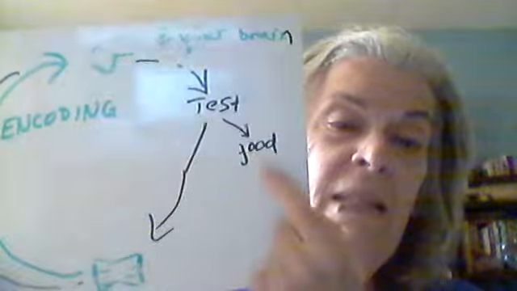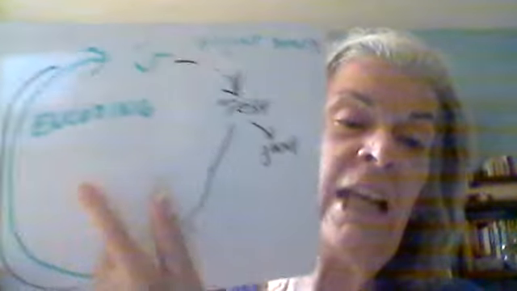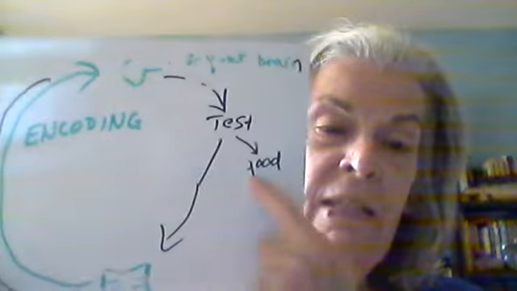What do you need to do to make this happen? How do things have to get encoded so you can get to this end point? And that's where going through the study cycle is beneficial.